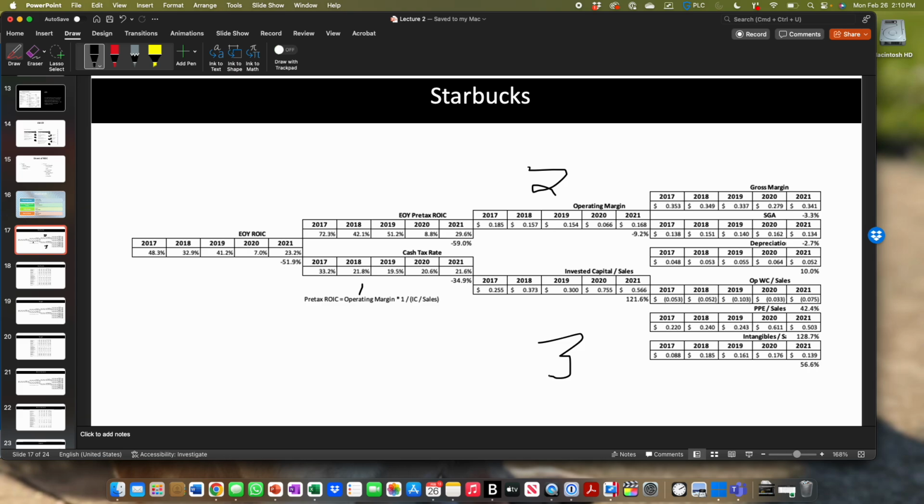Driver number 3, invested capital to sales. Okay. Now, I want to talk about the relationships between drivers number 2 and 3. Okay. And this is where algebra can be instructive. Driver number 2, also known as operating margin, is profit divided by sales or revenue. I'll represent as P over S. ROIC is profit divided by invested capital.